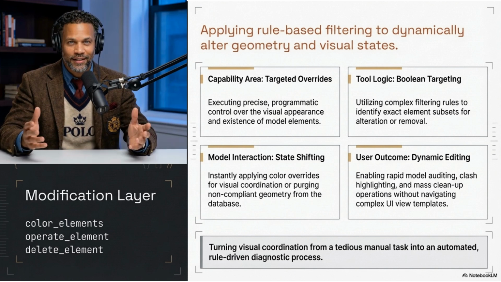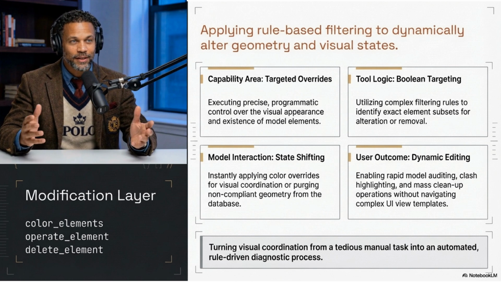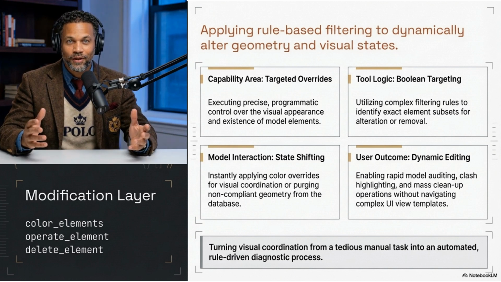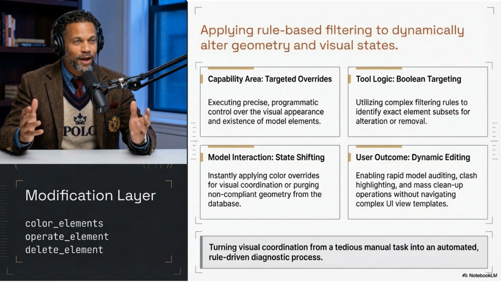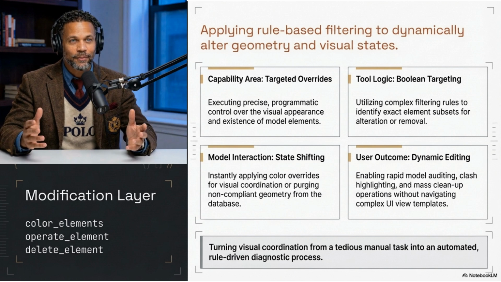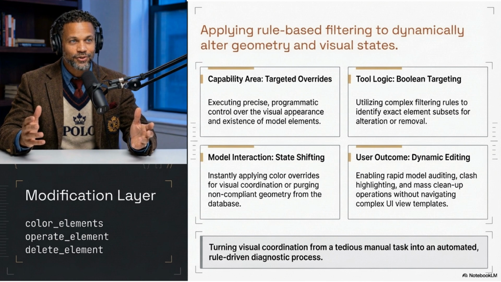This is the modification layer, where the model stops being something we politely work around and starts becoming something we can actively direct. Through Digitalchemy, we can color elements, operate on them, and remove them using rule-based logic rather than manual hunting through the interface. That means dynamic editing, rapid visual coordination, clash highlighting, and model cleanup can all happen with far more speed and precision. Because if a model contains a problem, the solution should not begin with 20 minutes of zooming and sighing.